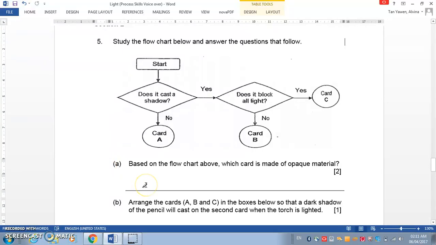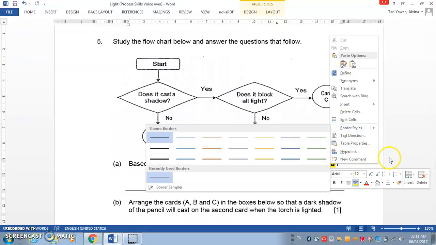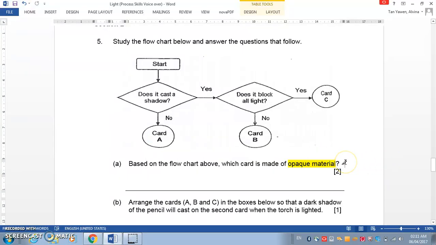So they ask, based on the chart above, which card is made of opaque object? So over here, we are looking for objects that are opaque. So in order to be opaque, it should be able to cast a shadow and it should allow all light to be blocked. So if we look carefully, does it cast a shadow? Opaque objects should cast shadow, hence we should move in the yes path.